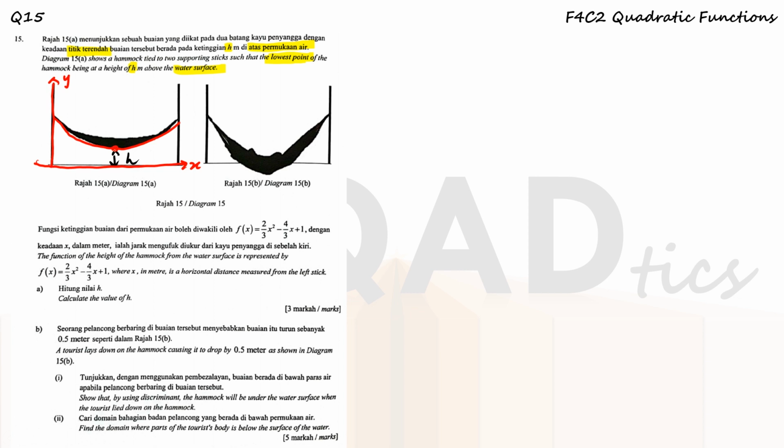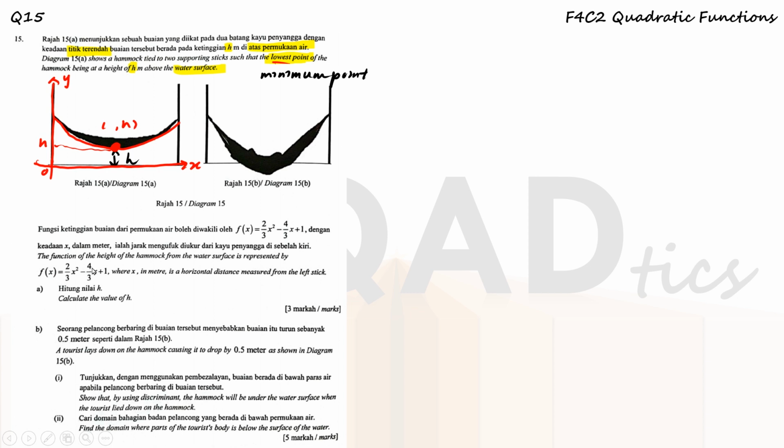the y coordinate of the minimum point, because here it says the lowest point means minimum point, the y coordinate of this point is actually h, because it says that the minimum point or the lowest point of this hammock is h meters above the water surface. Okay, so if we let the water surface as the x-axis, which means here is 0, the y coordinate of the minimum point will be h.